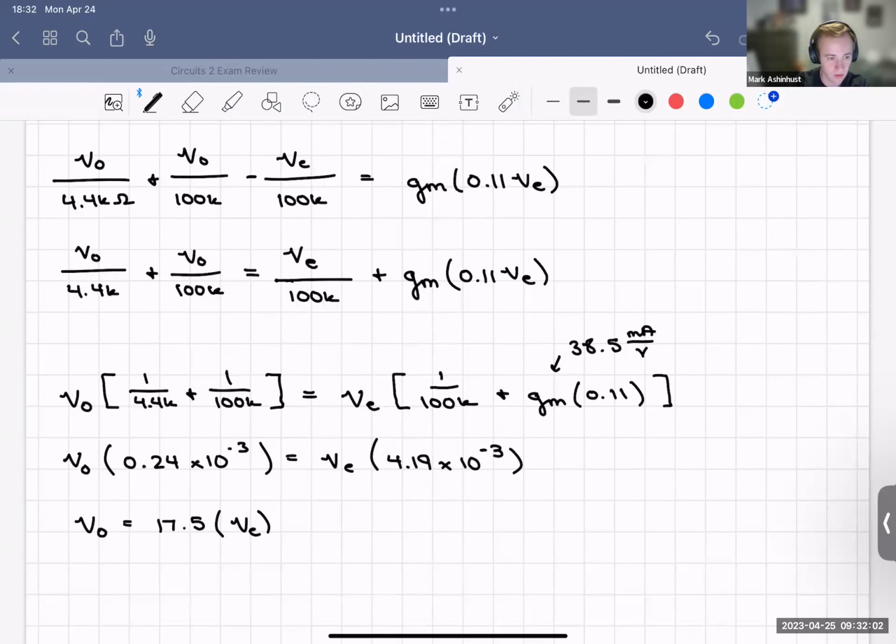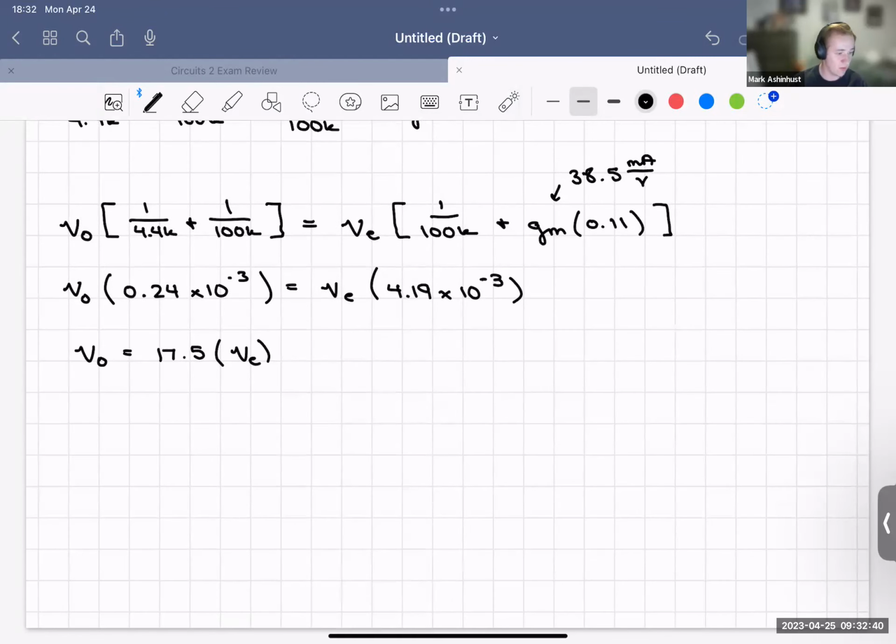Let me check that, make sure that's right. Should be negative 3. Oh, yeah, it makes sense because it's divided, so it's over 0.24. Yep, okay.